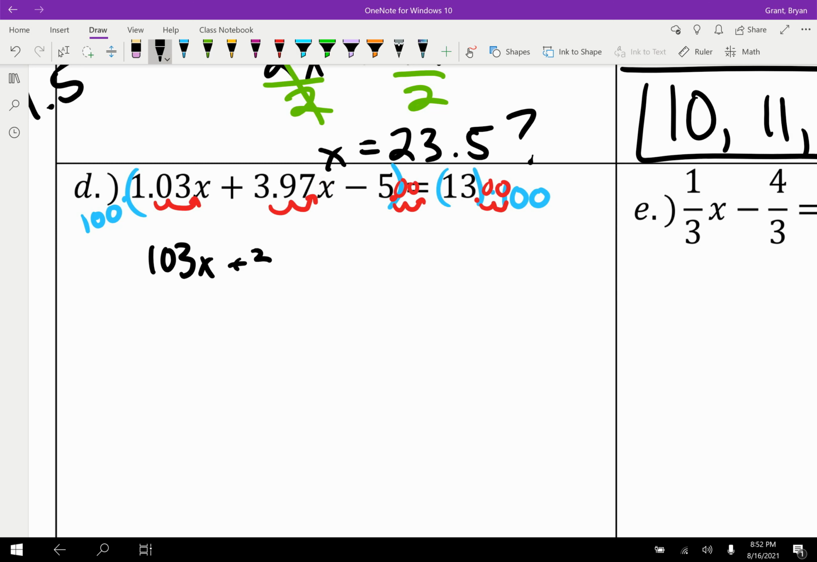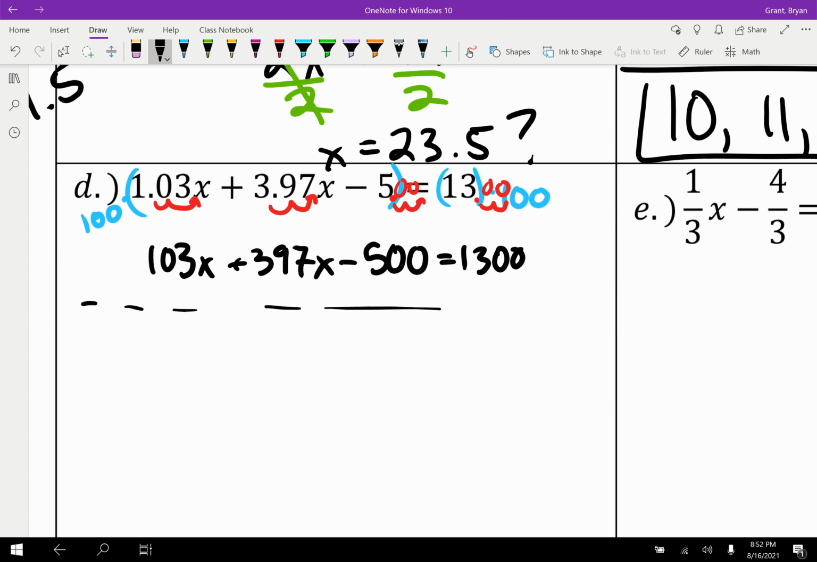103x plus 397x minus 500 equals 1,300. Holy Toledo. Well, I think that'll work. It'll be okay. But here's something else that I'm noticing. What if instead of multiplying by 100, I just combined like terms right away?